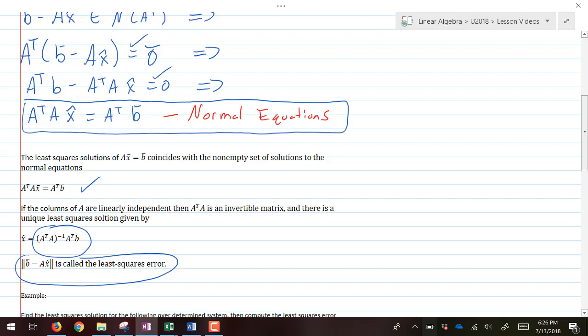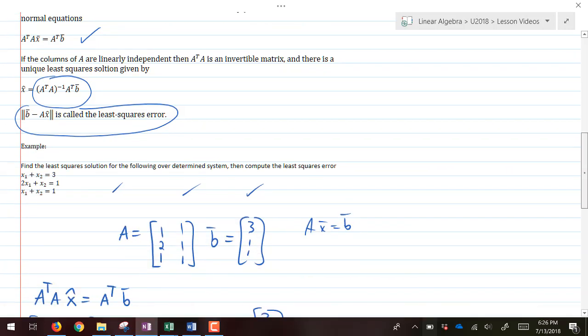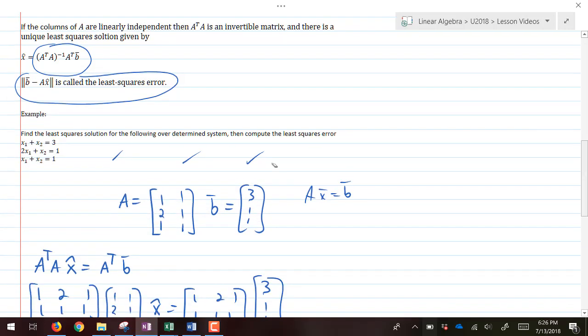So let's look at an example here. We want to find the least squares solution to x sub 1 equals 3, 2 x sub 1 plus x sub 2 equals 1, and x sub 1 plus x sub 2 equals 1. So this system has no solution. It's inconsistent. It's an overdetermined system ripe for least squares. So I've gone ahead and pulled out A and pulled out b.